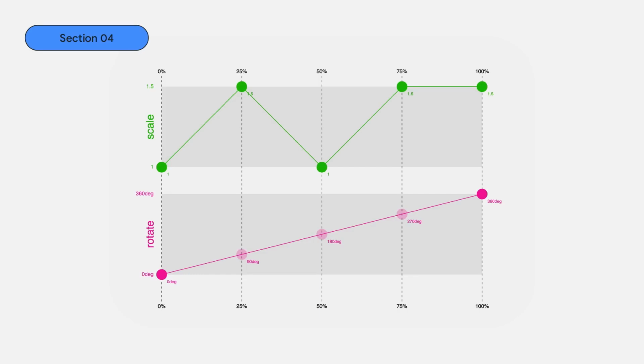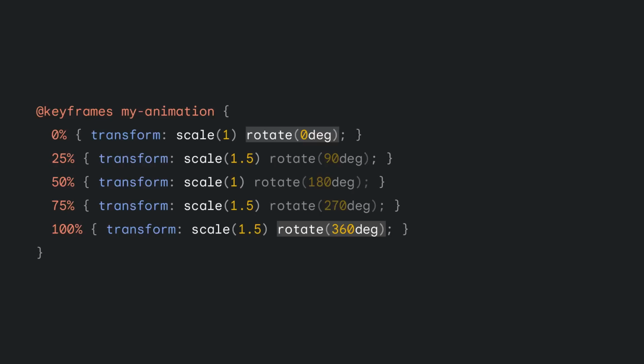Look at this timeline of what I want to achieve. Even though the rotation in the example goes from 0 to 360 degrees over time, I need to calculate the rotation for every keyframe where the scale transform also changes something. Here's the resulting keyframes for that timeline, using the transform property. For the animation to run as I want, I need to add the rotate transform function to every keyframe. This is quite tedious, especially with multiple transforms at various points in time.